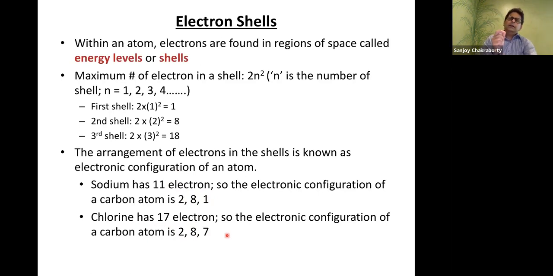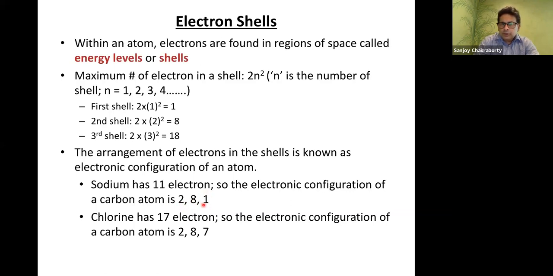Now when scientists were studying all these things, they found an amazing fact. This is important. What they found is that when an atom has 8 electrons in the outermost shell, it is extremely stable. One more time. When an atom has 8 electrons in the outermost shell, it is extremely stable. Now, first thing, what is the outermost shell? So right here, sodium has 2, 8, 1.